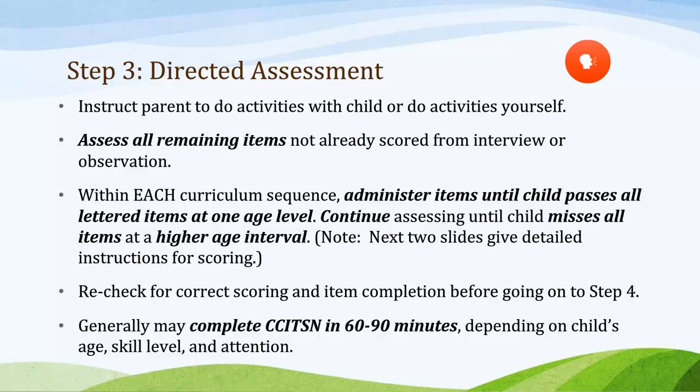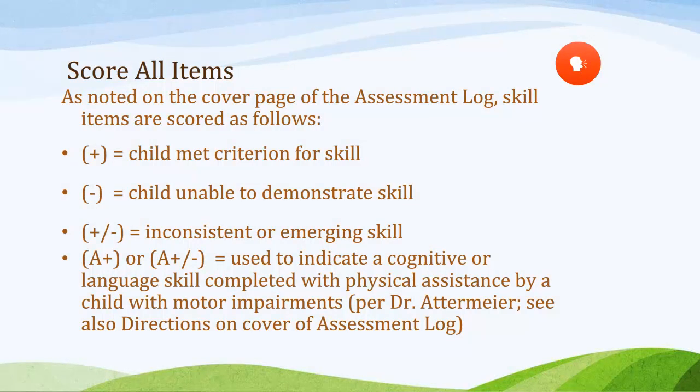After the assessment is completed, check all of your scoring notations to be sure that every item has a score before proceeding to step 4. Generally, a CCITSN can be completed in 60 to 90 minutes, depending on the child's age and attention span. It may be given over several sessions. Each item assessed should be scored as mastered (plus), not demonstrated (minus), or emerging or inconsistent (plus minus). If a child has severe motor impairments, add an A to scores of plus or plus minus to indicate if physical assistance was given.